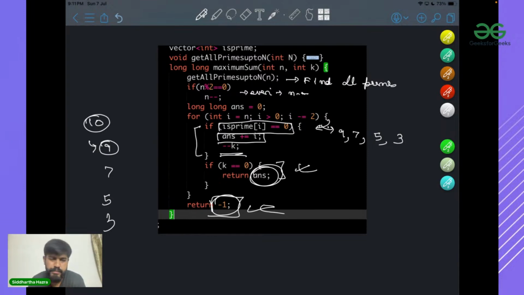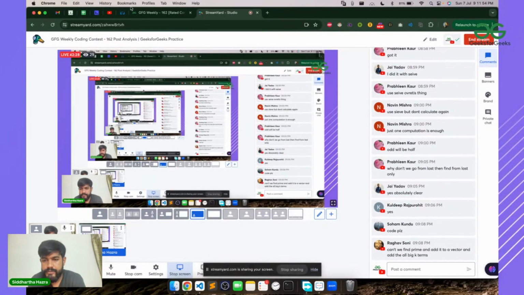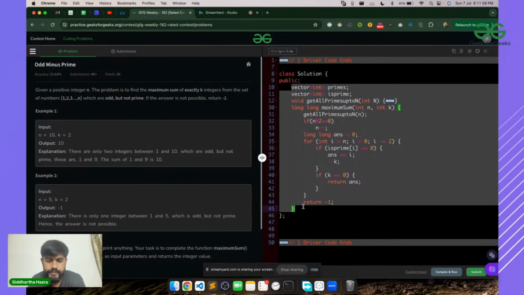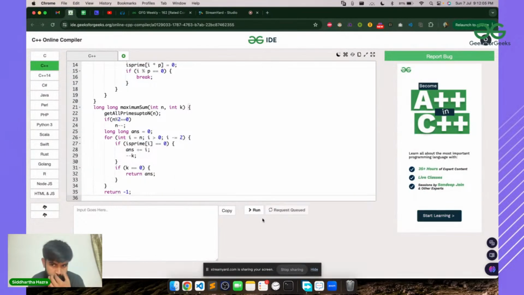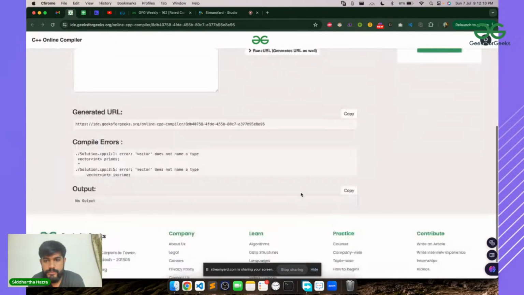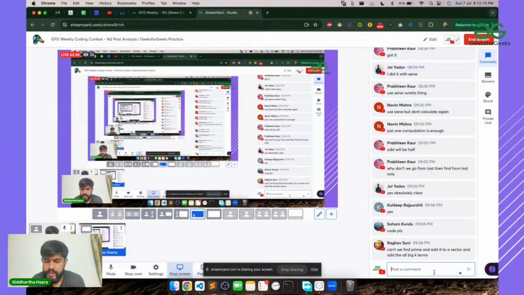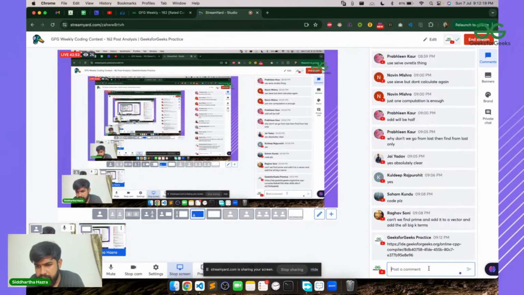That's the solution itself. Okay, you want the code? Take this. This is the code. Can't we find primes and add them to a vector and add all the k terms? This is what we are doing.